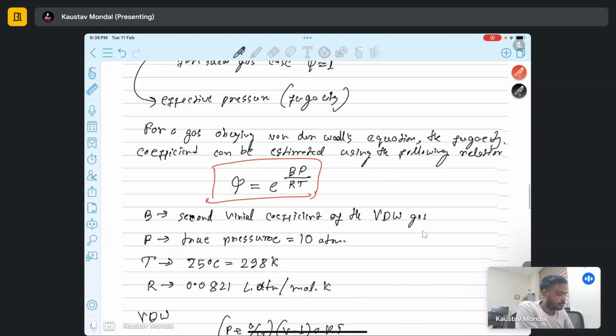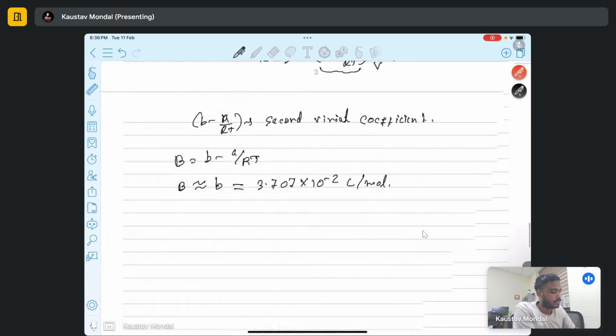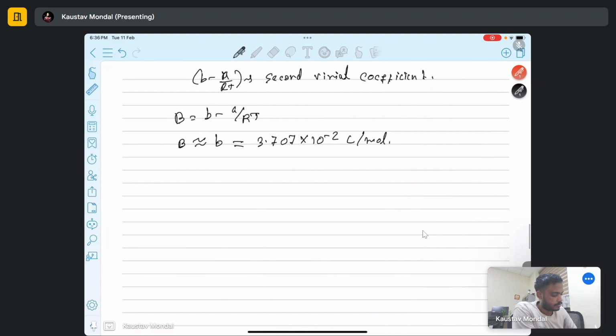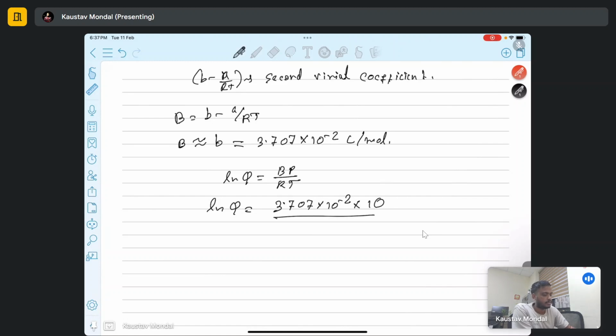So now in this problem, this is the phi. Okay, so you can write this thing like this, right? If you take log on both sides, it will give you ln phi would be BP by RT. Now ln phi would be given by BP by RT. Substitute the value of b, 3.707 into 10 to the power minus 2 into 10 by 0.0821 into 298.